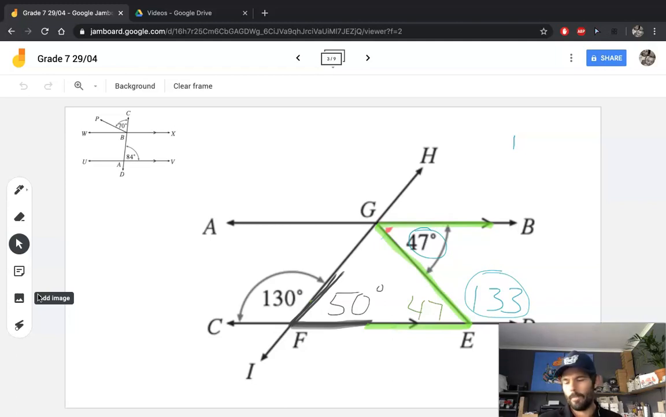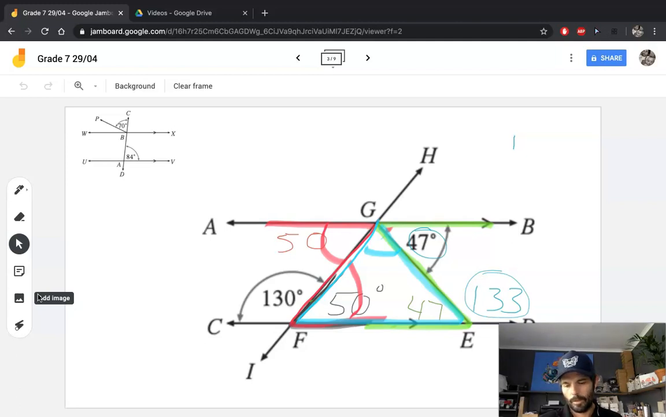I'm then going to have a look at another alternate angle, which is that one, and 50. So yes, that's going to be 50. Now I can use the angles of the triangle to work out the missing angle in that triangle, that one there. So 50 and 47 is 97. So that means that angle needs to be 83.